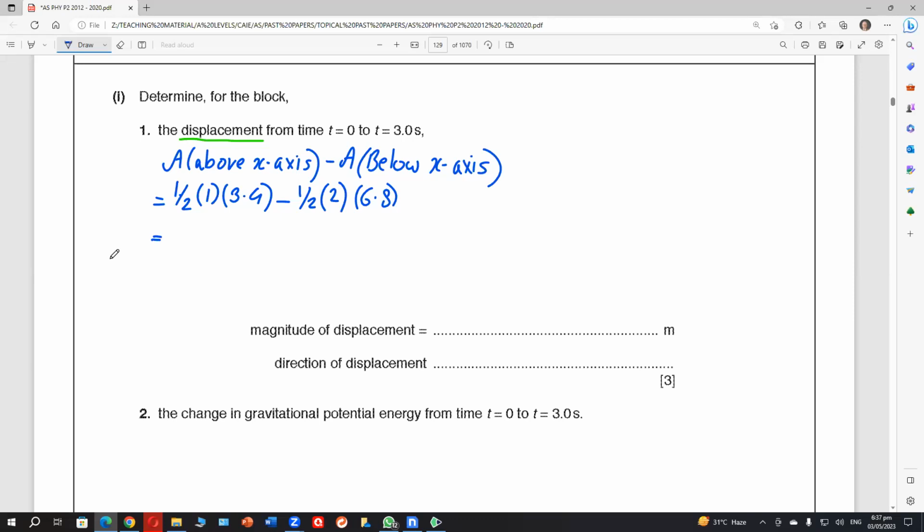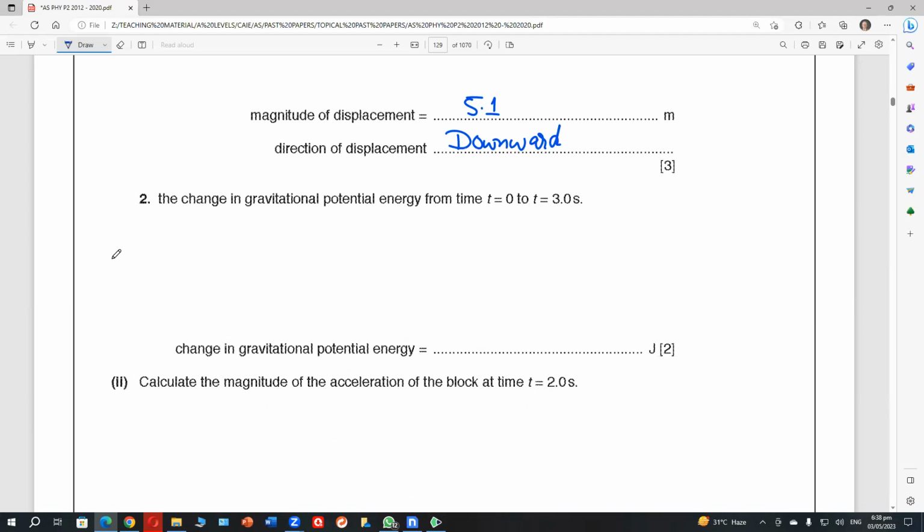He's asking for the displacement, so he's asking for direction also, no? Can you tell me the number? It is minus 5.1. Okay, that's good. The magnitude will be 5.1, and the direction, as I mentioned on the graph, is downward. Next, the change in gravitational potential energy from 0 till 3.